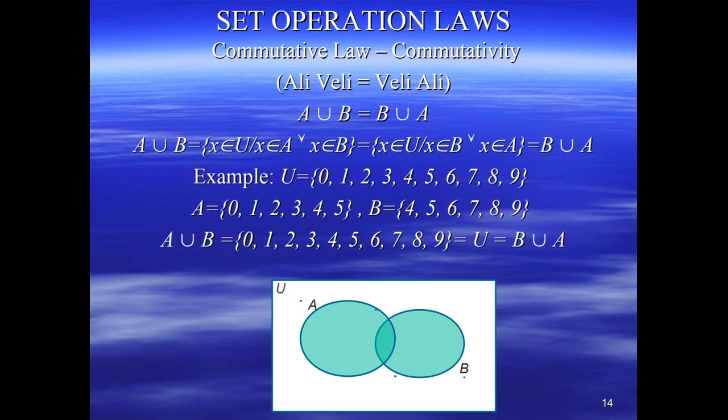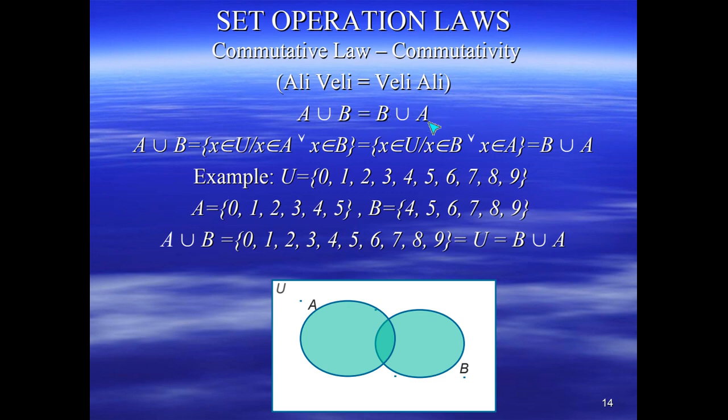All right, then we come to the set operation laws. Let's deal with set operation laws as well. We have the commutative law, commutativity. I call it Ali Veli is equal to Veli Ali. When you change the order of the sets, the solution doesn't change, the result doesn't change. So A union B is equal to B union A.